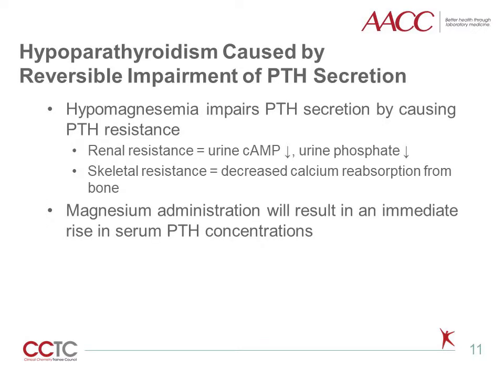The reversible impairment of PTH secretion can be caused by magnesium deficiency. Hypomagnesemia impairs PTH secretion. Typically, the parathyroid gland responds to low magnesium concentrations with an increase in PTH secretion. But as magnesium depletion progresses, the ability of the parathyroid to secrete PTH becomes impaired. Hypomagnesemia causes resistance to PTH. Renal resistance, such as impaired phosphaturia and cyclic AMP generation, as well as skeletal resistance in the form of decreased calcemic effects, has been seen in patients with magnesium deficiency. Administration of magnesium to patients with hypomagnesemia results in an immediate rise in serum PTH concentrations.